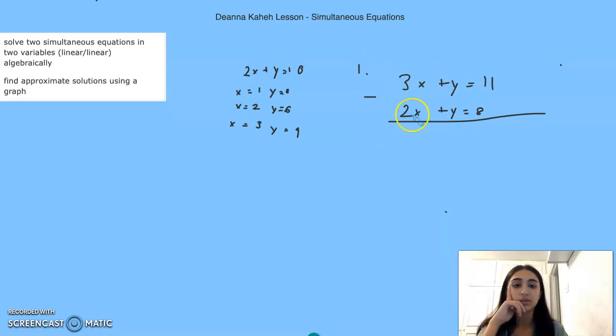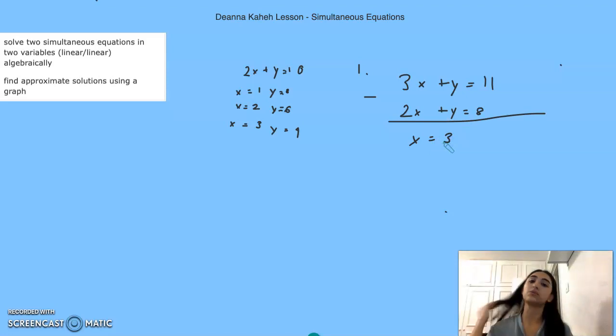So I'm going to do 3x take away 2x, and that's going to give me x. I'm going to do y take away y, which is going to give me 0. So it's going to be x equals 11 take away 8, which is going to give me 3. Sorted. We've got the first solution, x equals 3. That's our first section done.